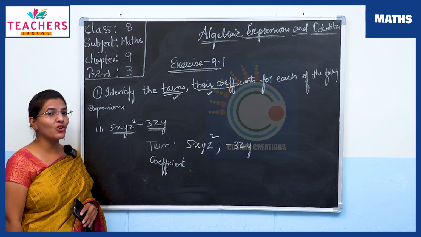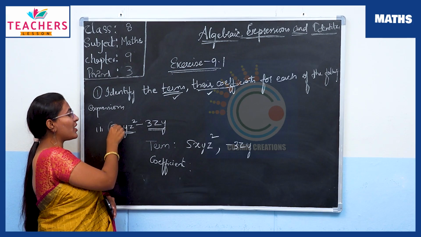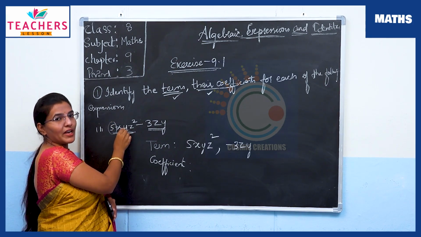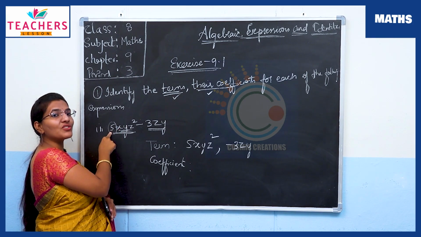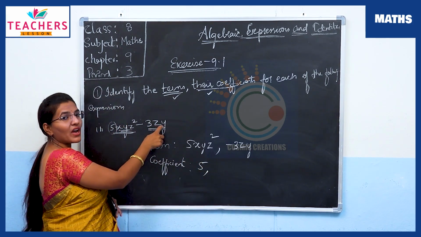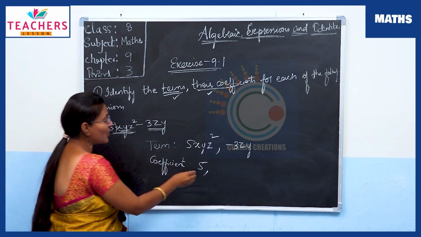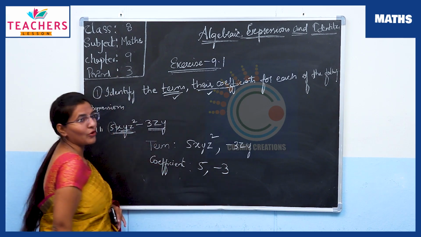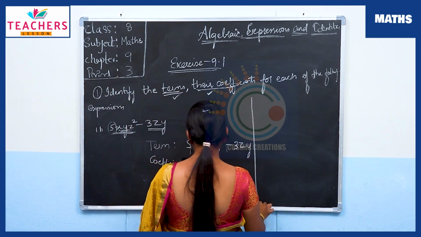Okay, so now can you say the coefficients? What I have said is that the coefficient will always be the number prior to the given variables. So for xyz square, what is the coefficient, students? Yes, 5 is the coefficient. And for zy, what is the coefficient? You have to include the sign as well. So minus 3 is the coefficient. Hope you have understood. Let's do the next problem.